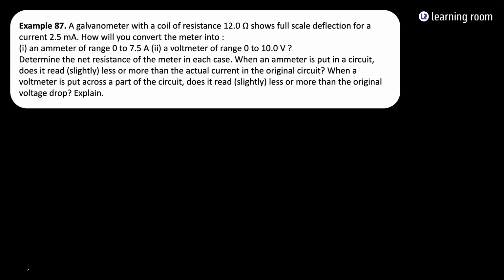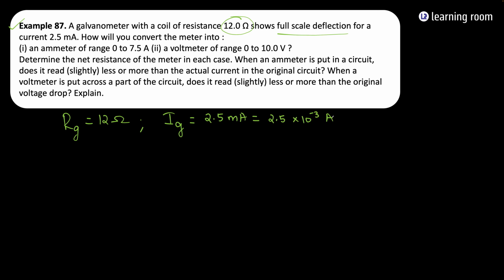Okay, so what does the question say? A galvanometer with a coil of resistance 12 ohm shows full scale deflection for a current of 2.5 milliampere. So Rg is 12 ohm, and Ig is 2.5 milliampere, or 2.5 into 10 power minus 3 ampere. The question is, how will you convert the meter into an ammeter of range 0 to 7.5 ampere?